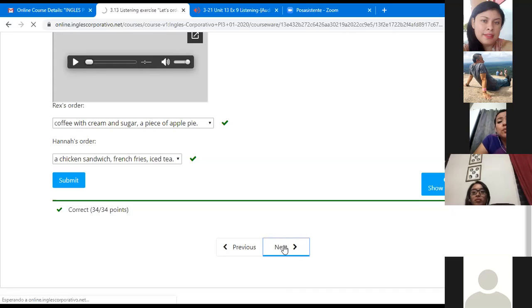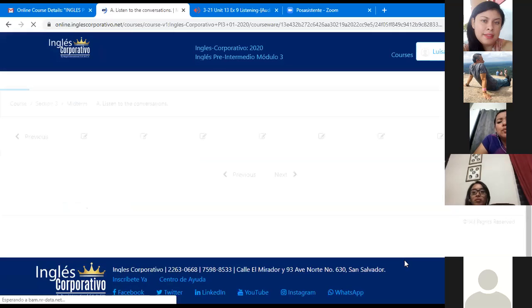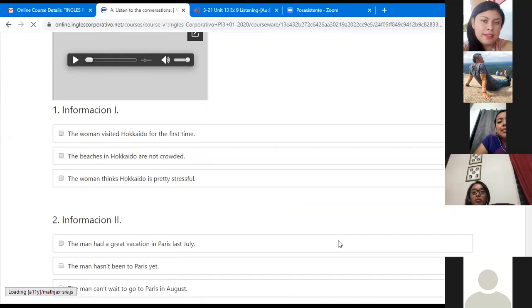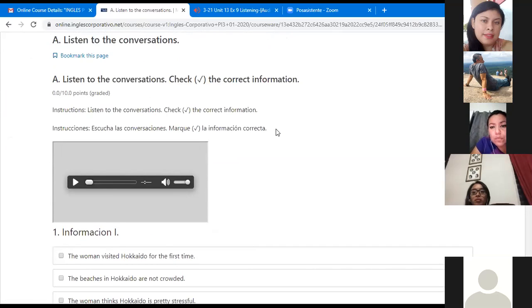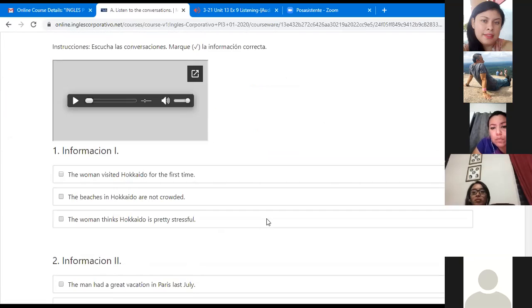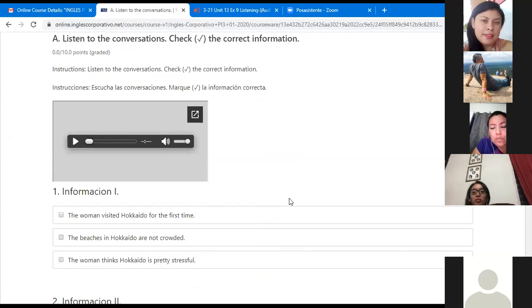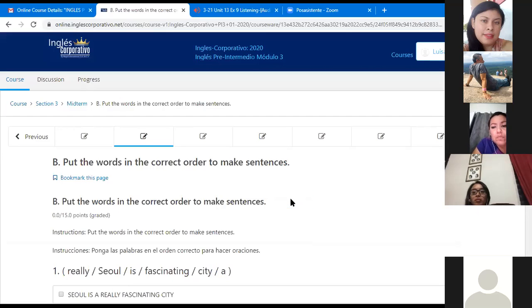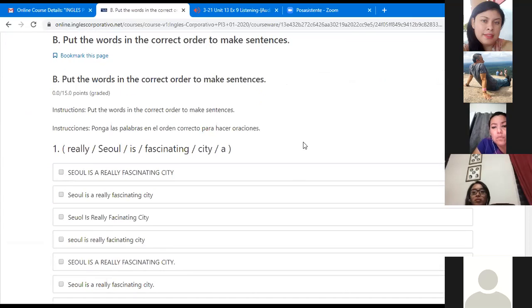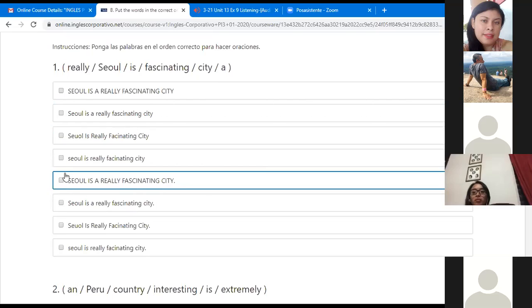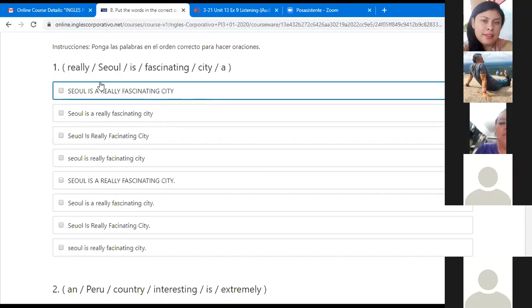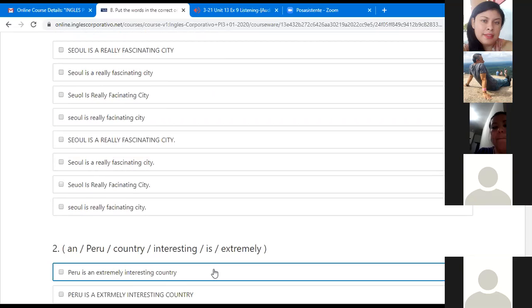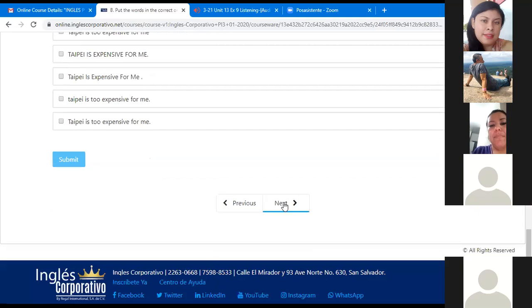Okay, then you have the midterm. This is listening. Did you take a look at it? Remember that here you will have to listen to this information that you have, and then you will have to check the correct answer, okay? Then you have to put the words in the correct order. In this one, there is a sentence here, and you have to mark the sentence that is written correctly. Pay attention to capital letters, and also the correct order of the words.